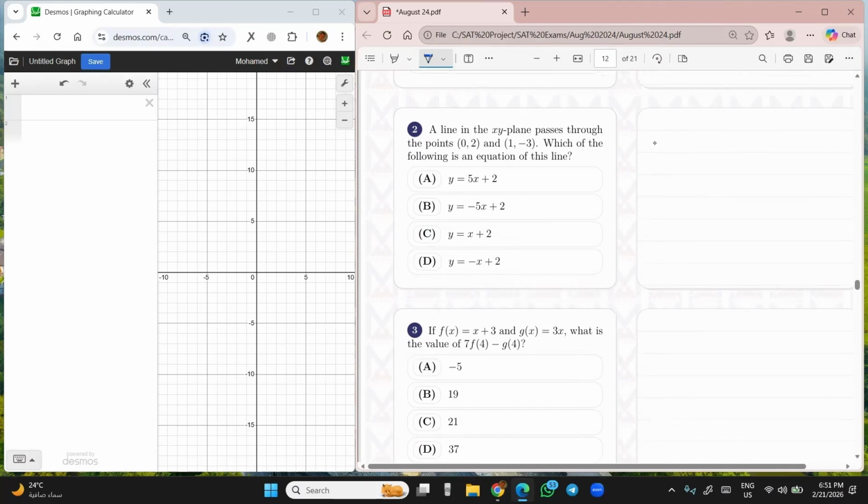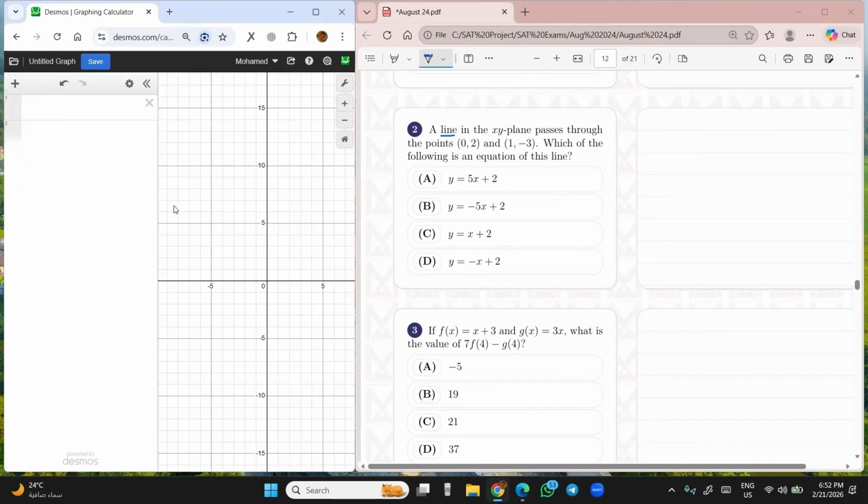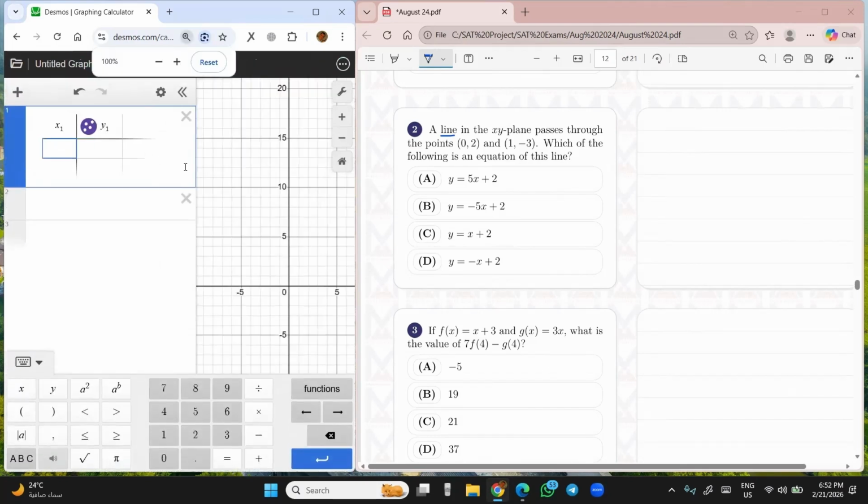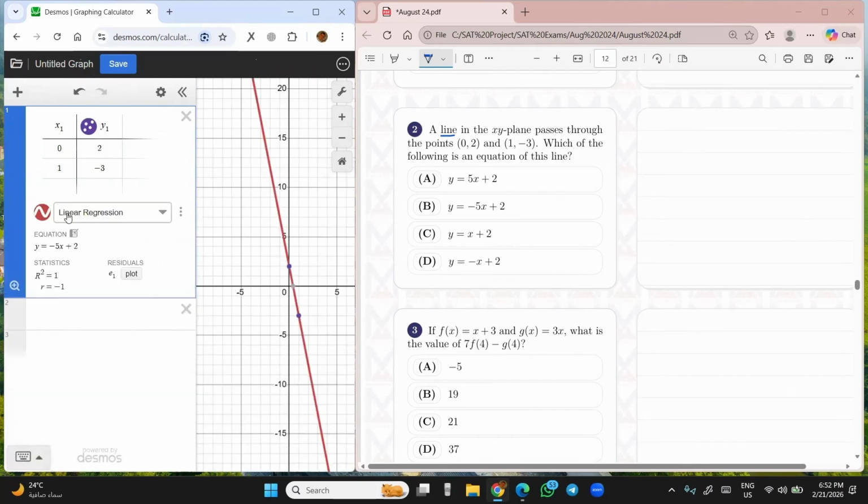Question number 2. A line in the xy plane passes through the points (0, 2) and (1, -3). What is the equation of this line? As long as it's a line, we can write a linear equation that can also be written on Desmos by creating a table. Add a table here, and as you can see, you just zoom in, insert a table, and this table can contain only two values, (0, 2) and (1, -3). Once you create a regression, make sure that it's a linear regression. You have the whole equation as you can see here. So y is equal to -5x plus 2, which is the option letter B.